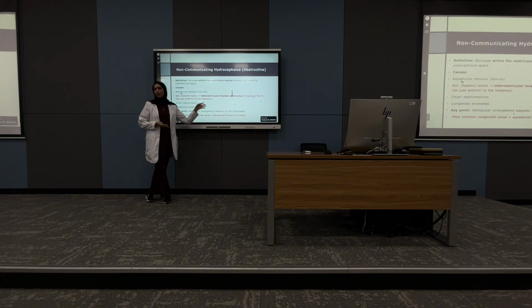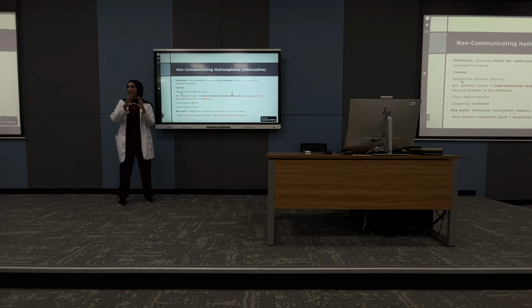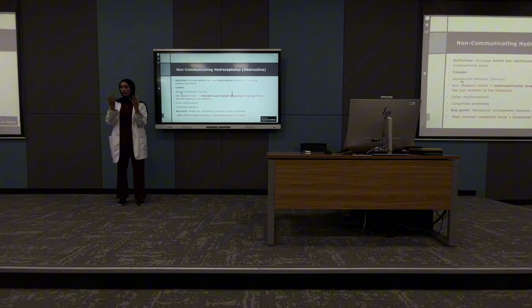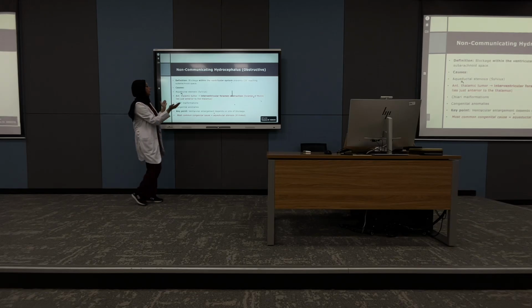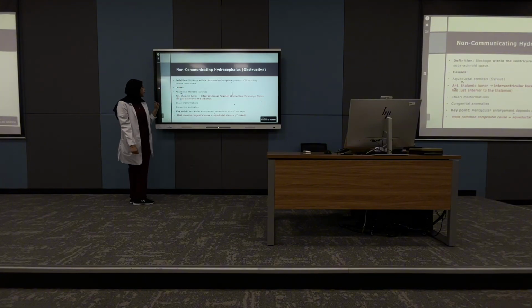So basically the interventricular foramen of Monroe, if it becomes obstructed, it is surrounded by the third ventricle, right? The third ventricle is surrounded by thalamus. So the interventricular foramen, which drains from the lateral to the third ventricle, would get obstructed, causing non-communicating hydrocephalus. Also, Chiari malformation, I'll get to it in a minute.